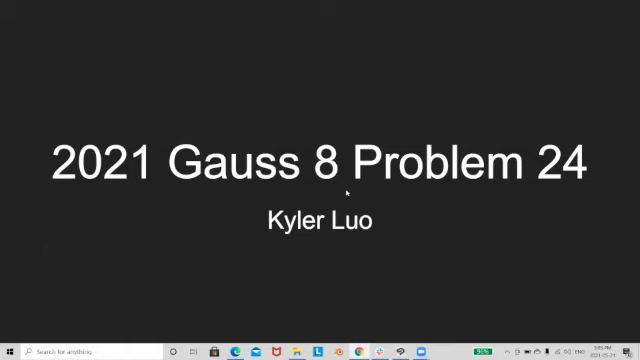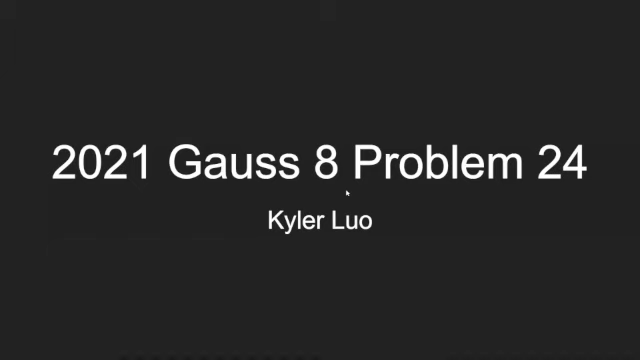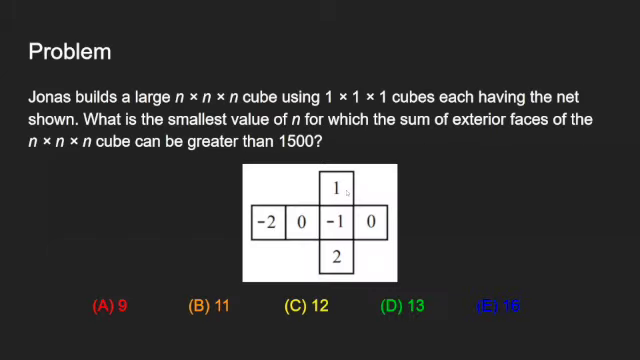So this is the 2021 Gauss grade 8, problem 24. The problem is: Jonas builds a large n by n by n cube using 1 by 1 by 1 cubes, each having the net shown. What is the smallest value for n for which the sum of the exterior faces of the n by n by n cube can be greater than 1500? A is 9, B is 11, C is 12, D is 13, and E is 16.